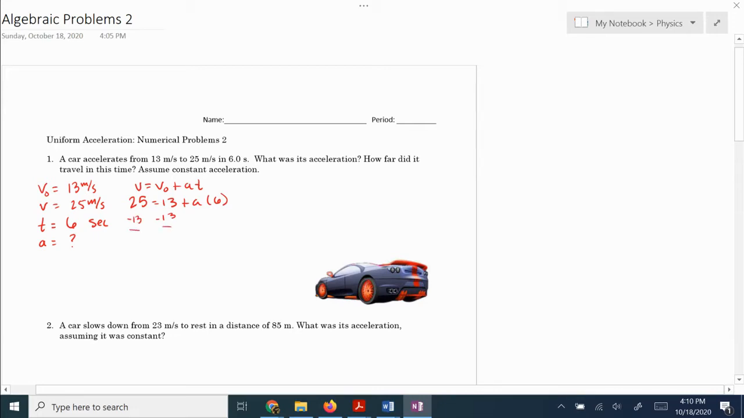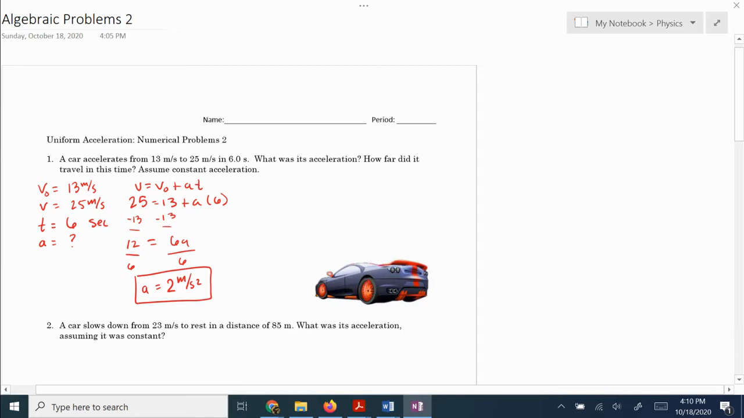And you are going to get 12 is equal to 6a. So divide by 6, divide by 6, and you're going to get that a is equal to 2 meters per second squared.